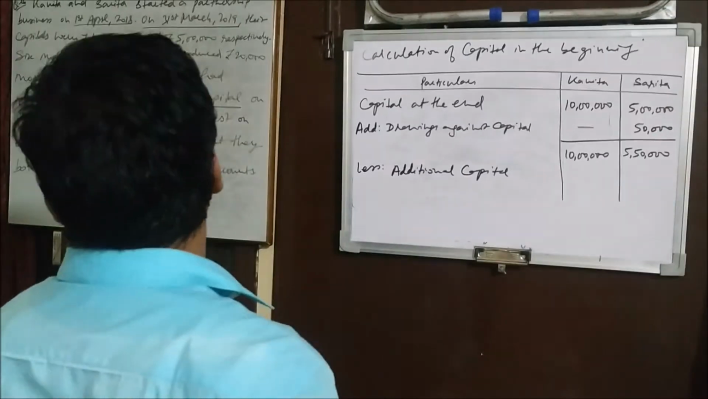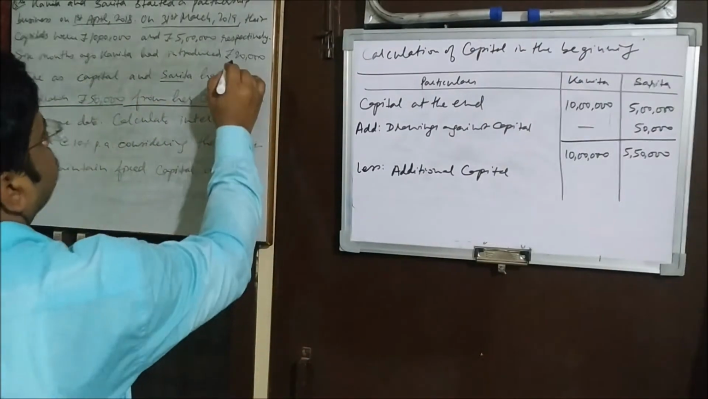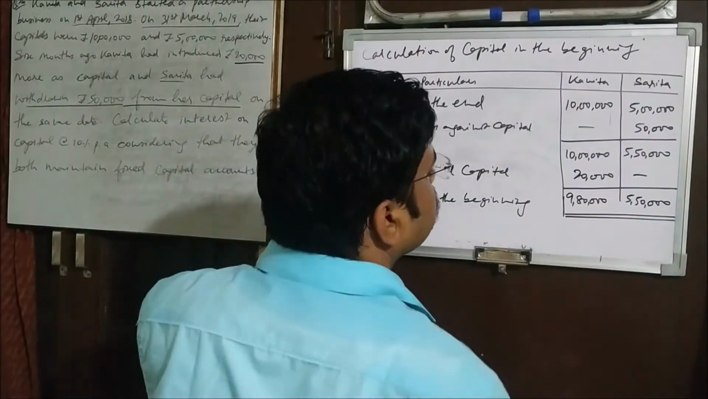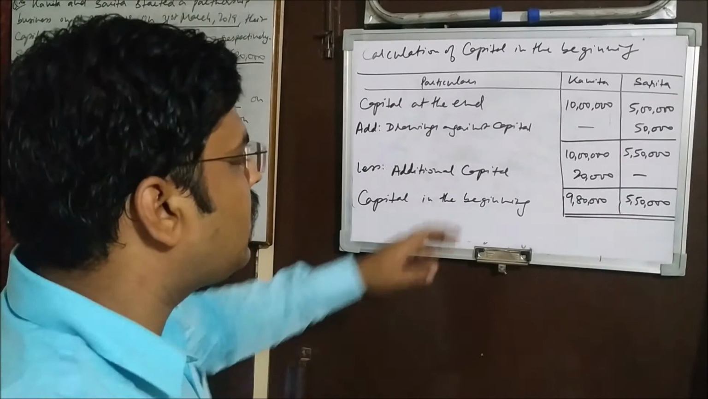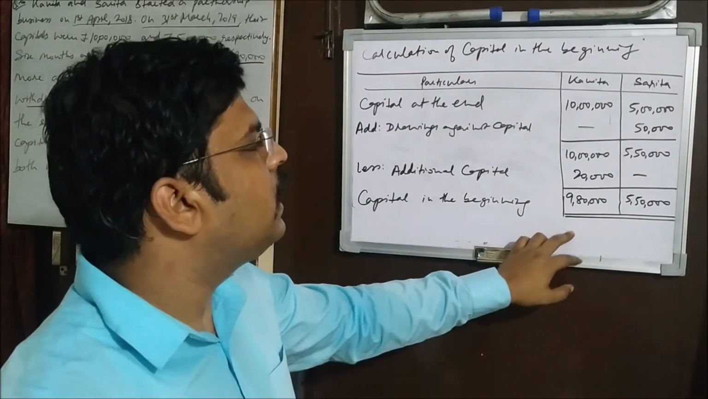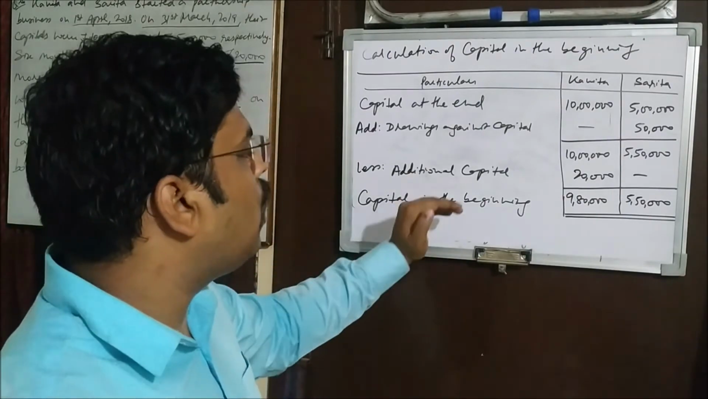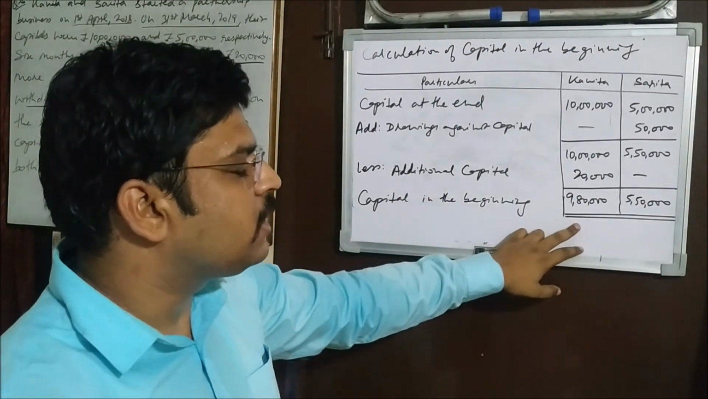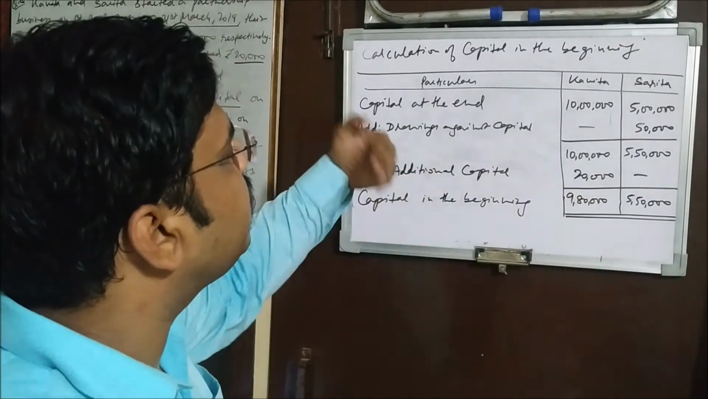So additional capital has been added by Kavita, that is 20,000. So this is what? Capital in the beginning. Okay, so Kavita had 9,80,000 in the beginning and Sarita had 5,50,000 in the beginning. Alright, now we'll calculate with the help of these 9,80,000 and 5,50,000. We'll be calculating interest on capital.